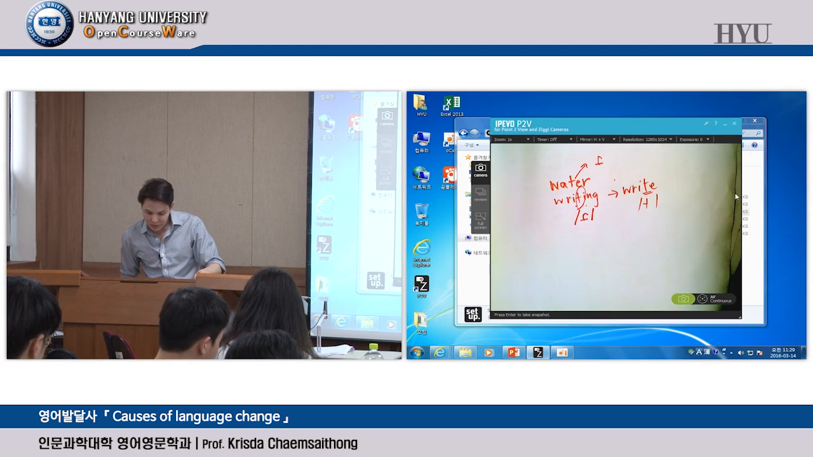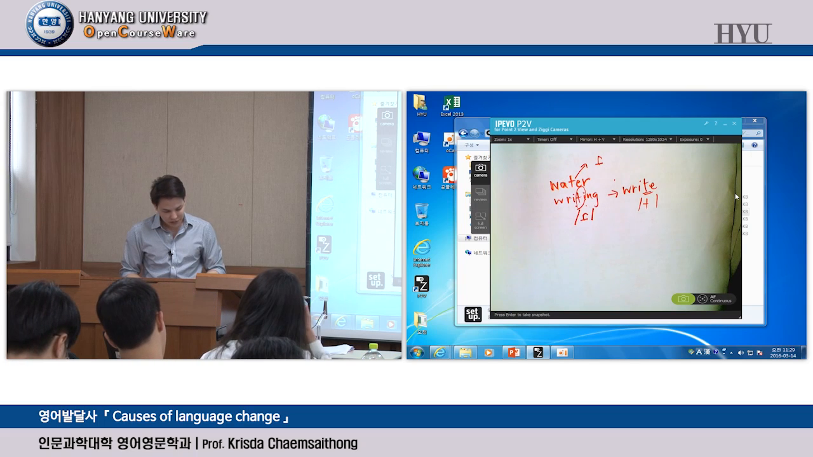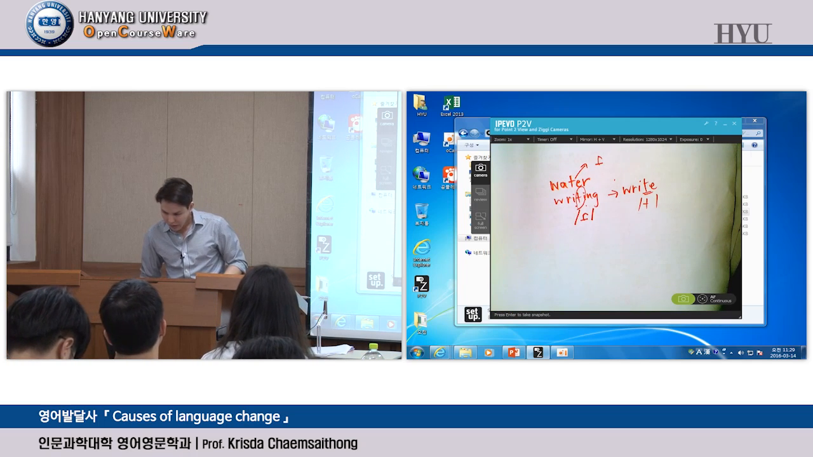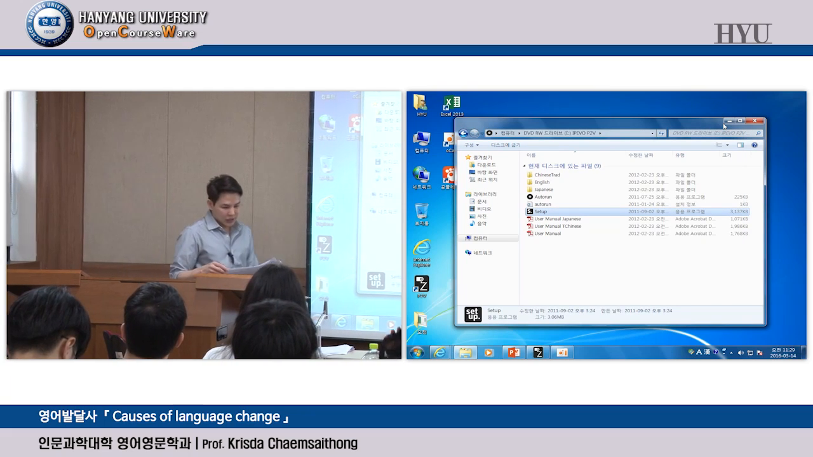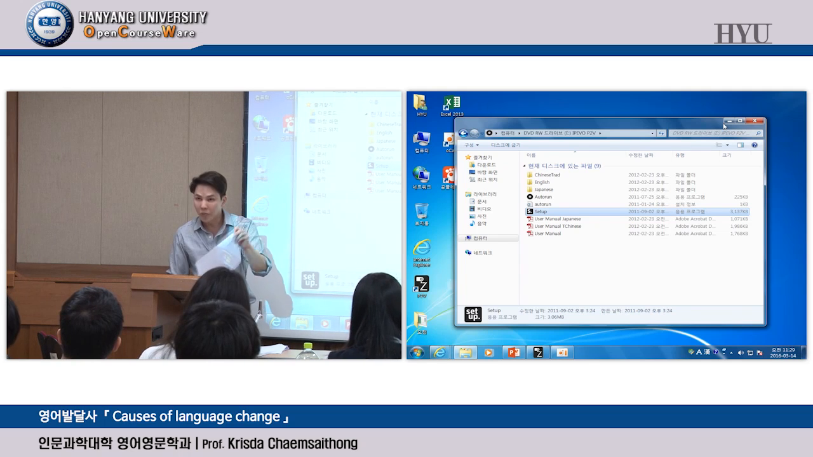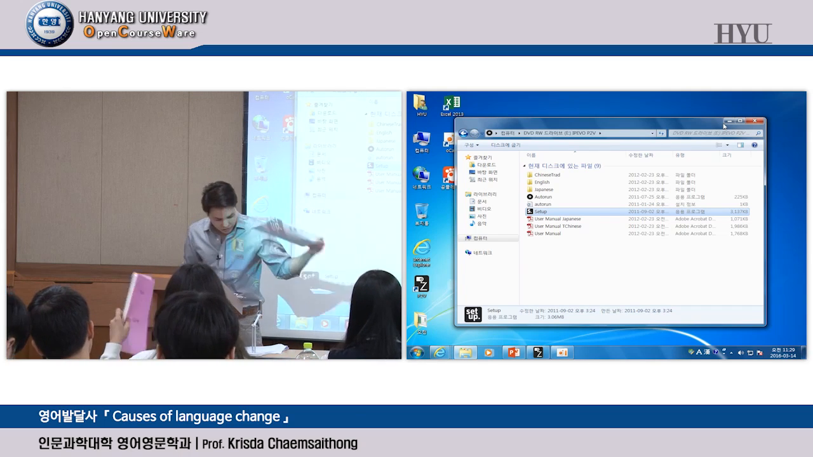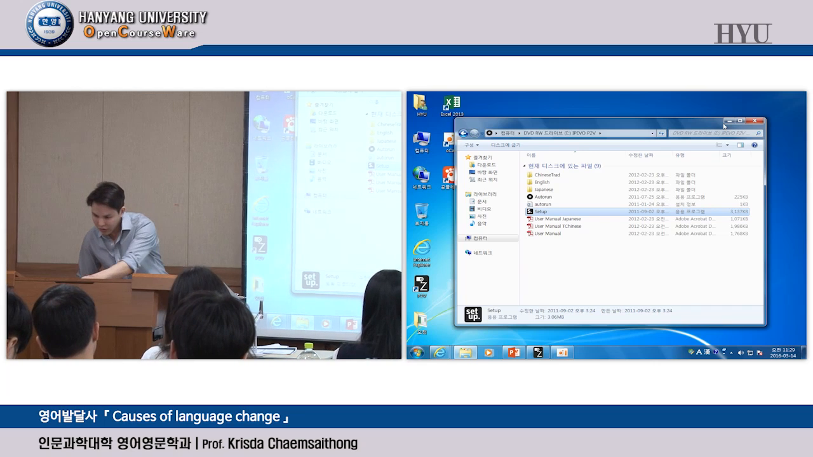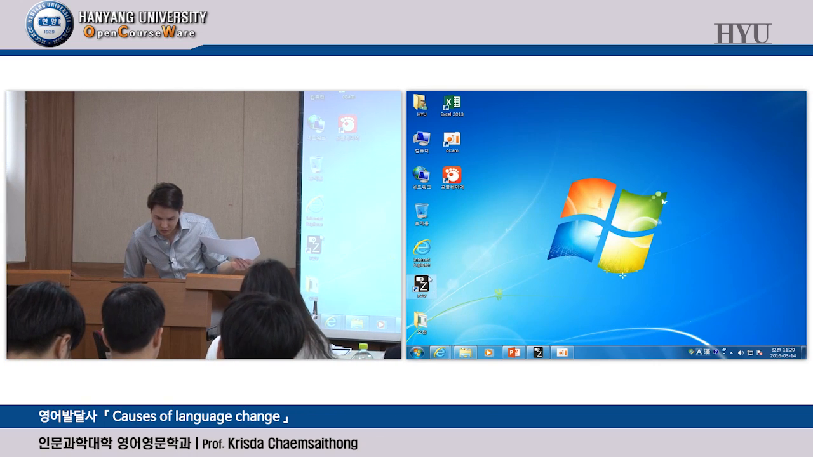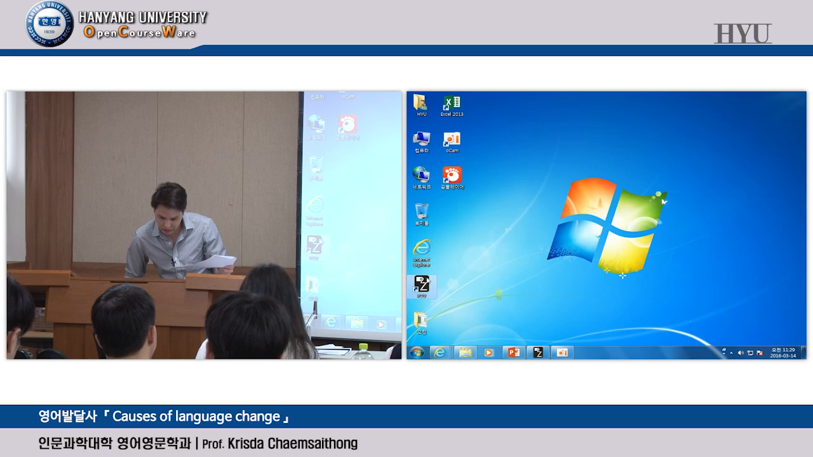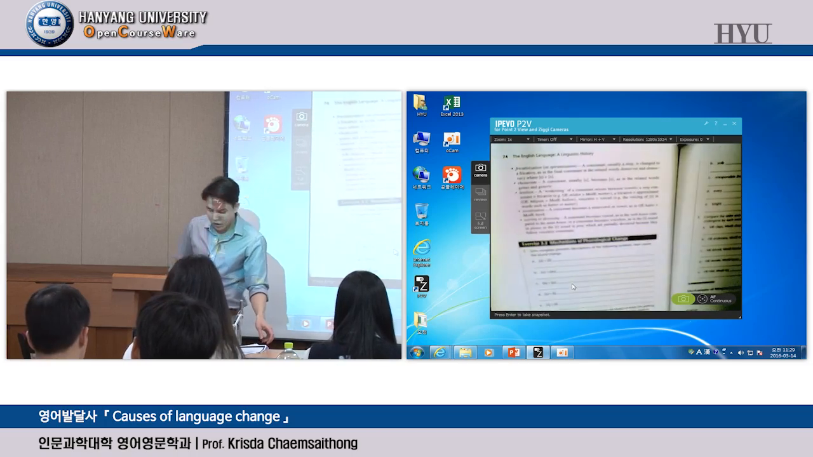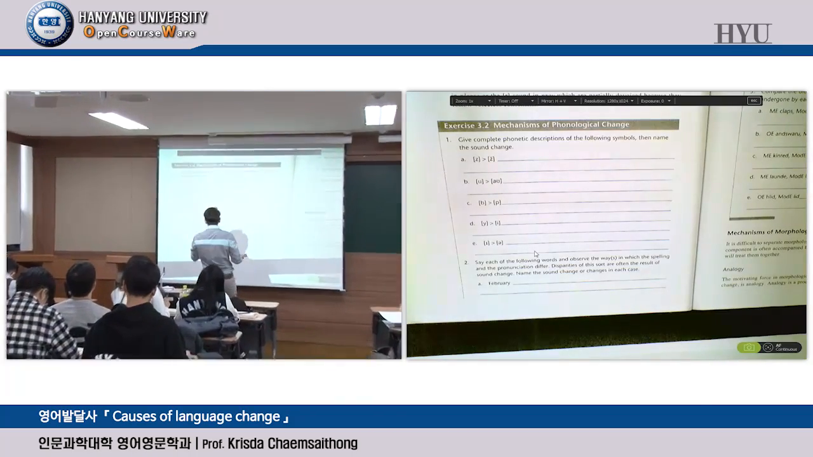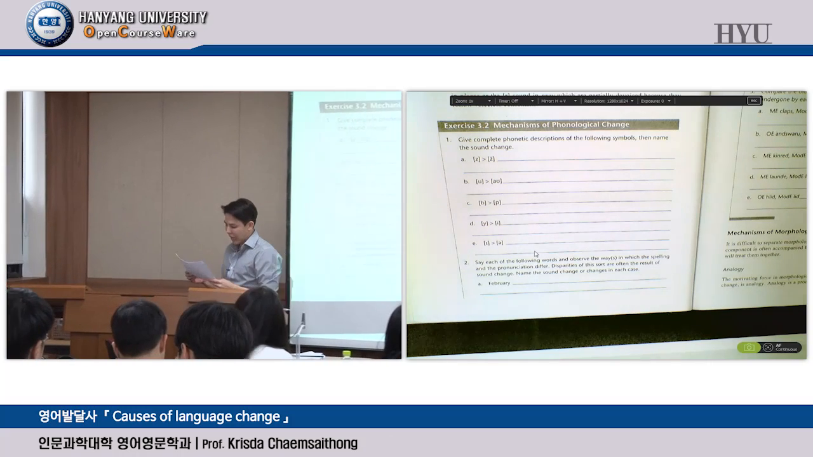So what we'll do is we'll leave the semantic changes because that's a big topic for discussion. We'll leave that for next time. And we'll also talk about the Indo-European. But what we'll do today is to do practice exercises in your book. So if you take out your course pack and turn it to page 74, we'll do 1, 2, and 3.